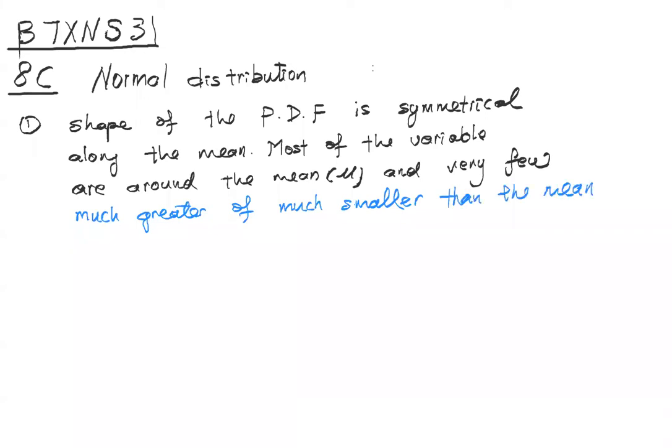So from here I can conclude the mean is equal to the median is equal to the mode. So these three central measures are the same. So that is about the normal distribution. The shape of the probability density function is symmetrical along the mean.